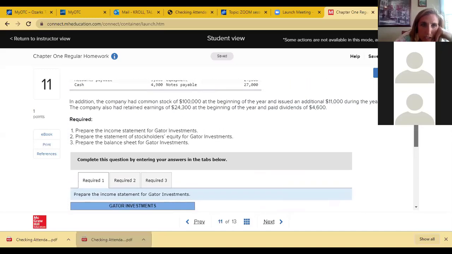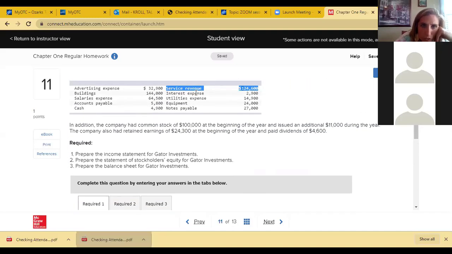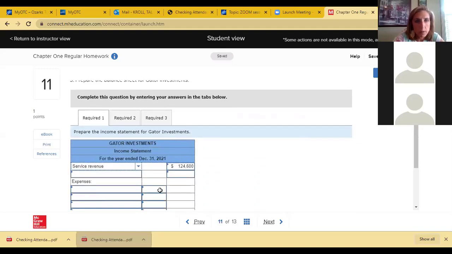Then it says you want to list any expenses. So I have interest expense, utilities expense, advertising expense, salaries expense. It looks like I have 4 expenses. I do not put cash on the income statement. Advertising expense was $32,900. I know we had a utilities expense and a salaries expense. And I don't remember the other one, but we'll find it.